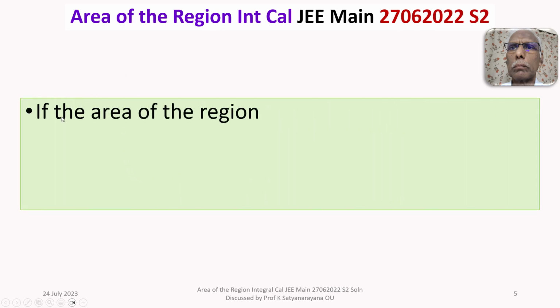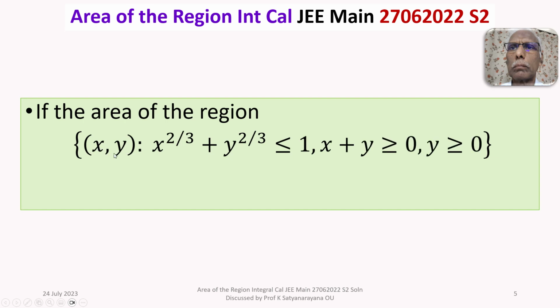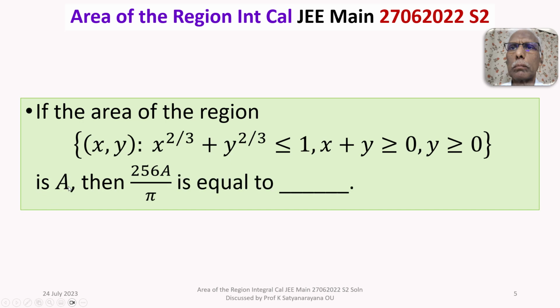The given question is, if the area of the region, the set consisting of ordered pairs (x, y), such that x to the power of 2/3 plus y to the power of 2/3 is less than or equal to 1, and x plus y greater than or equal to 0 and y greater than or equal to 0, is capital A, then 256 times A by pi is equal to.